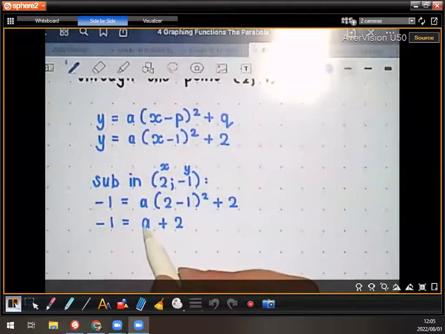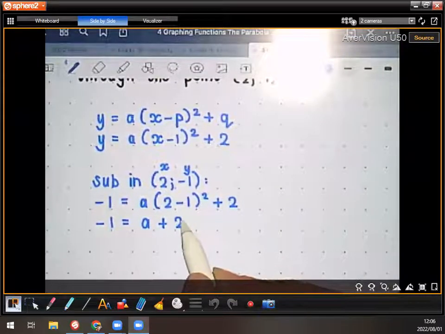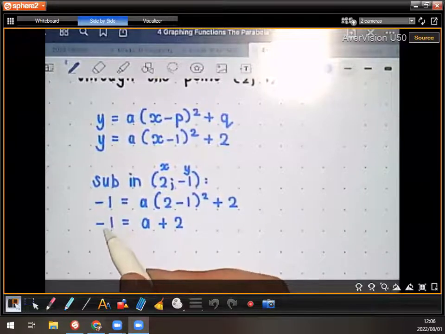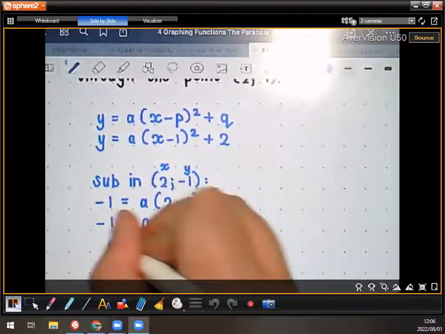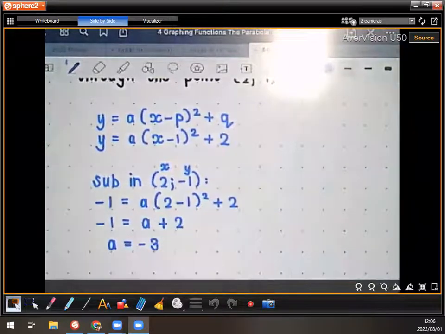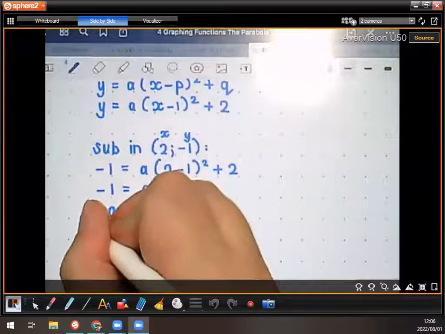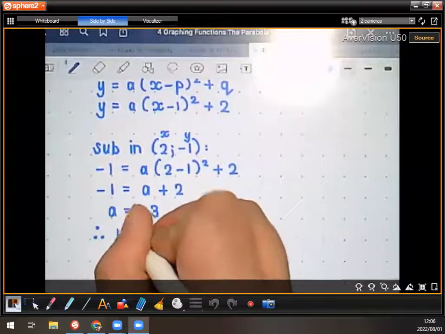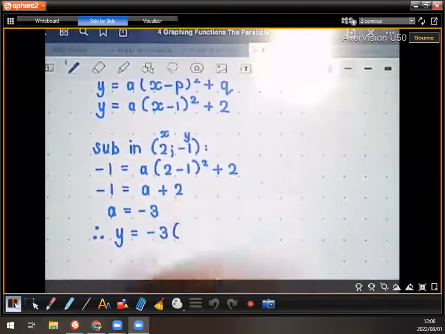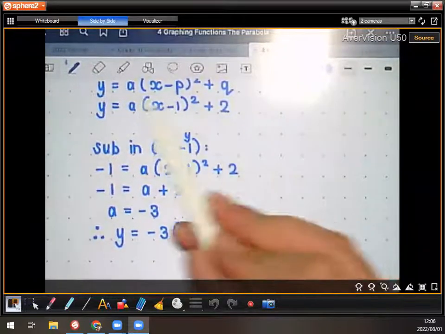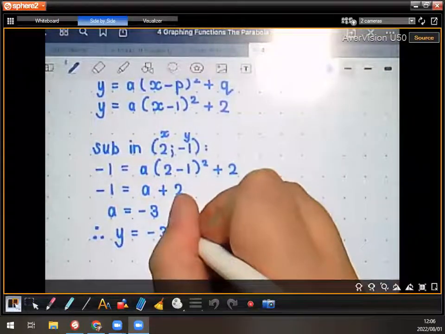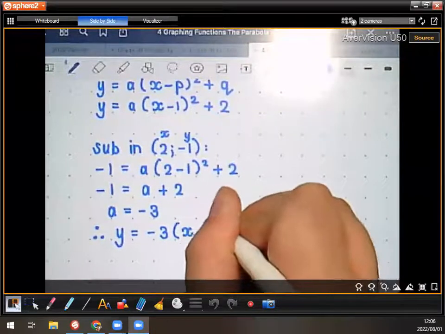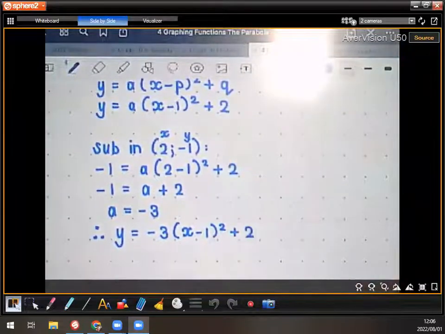So what must I do to get a on its own? Move this plus 2, it's going to become minus 2. What's negative 1 minus 2? Negative 3. You can also say negative 3 equals a if you want that. Okay, and that's it, guys. Now we just need to write the equation, putting that a value in. So now it's going to be negative 3 instead of a, and then you have your x minus 1 squared bracket, and then plus 2.